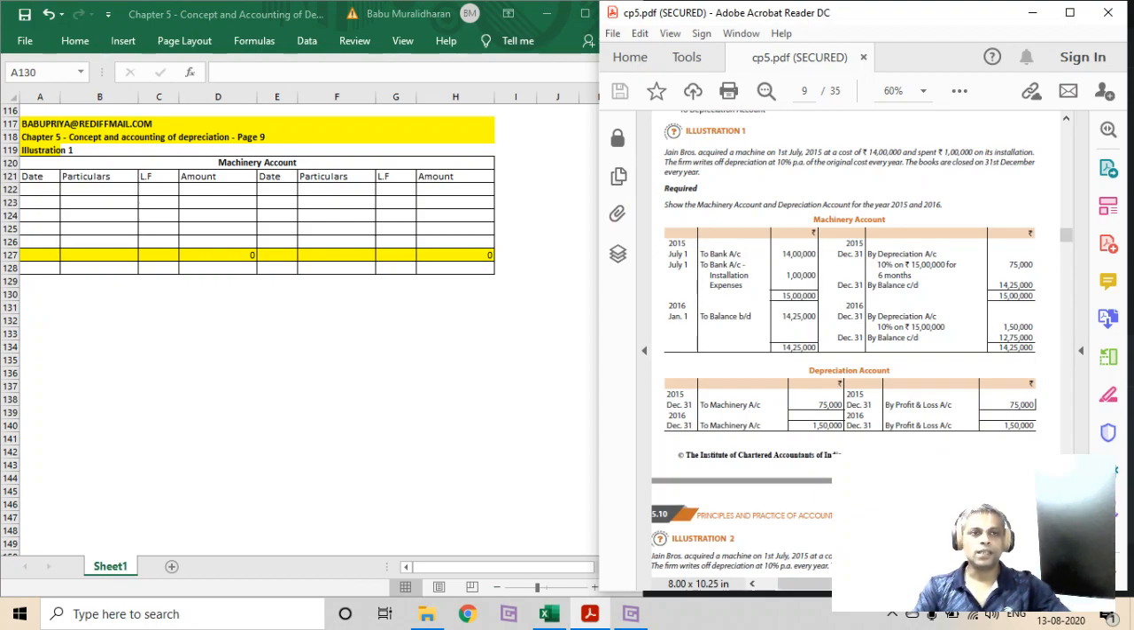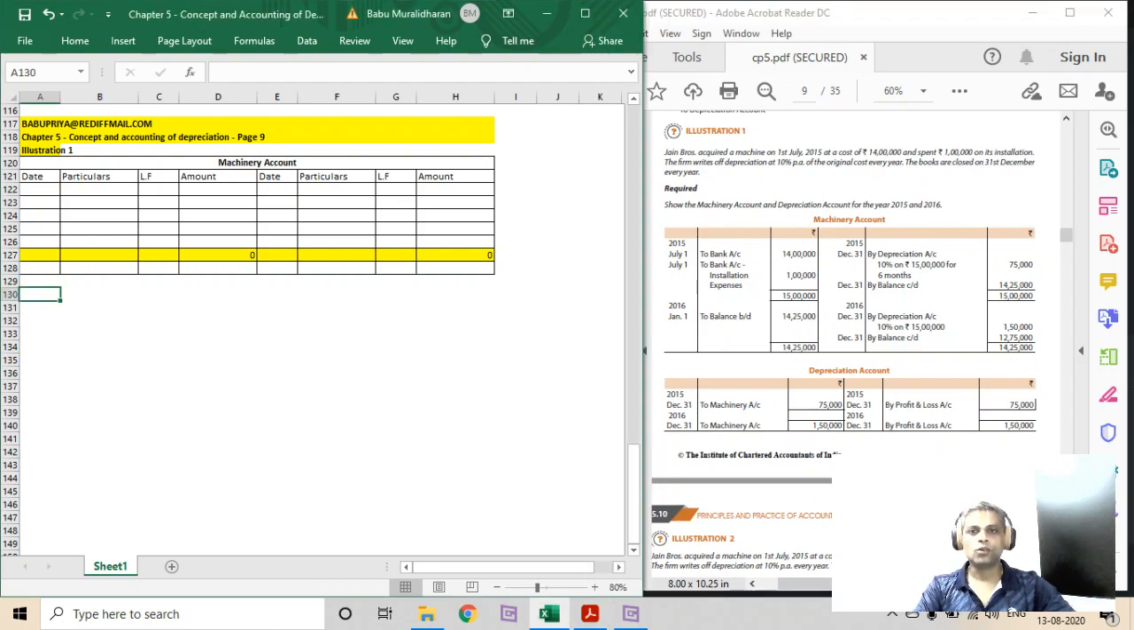So let's continue with the concept and accounting of depreciation. I am on page number 9, illustration 1. Let's get into the more practical questions now. We are done with the concepts now. Let's go into the practicality of it. So I'm in illustration 1.